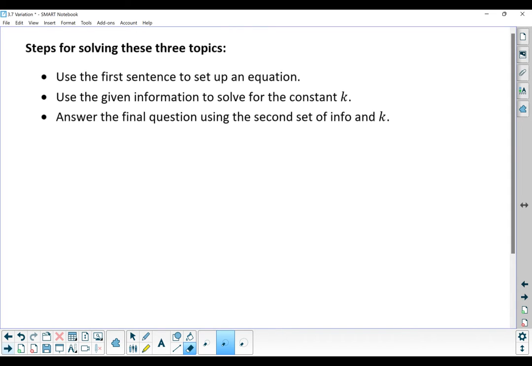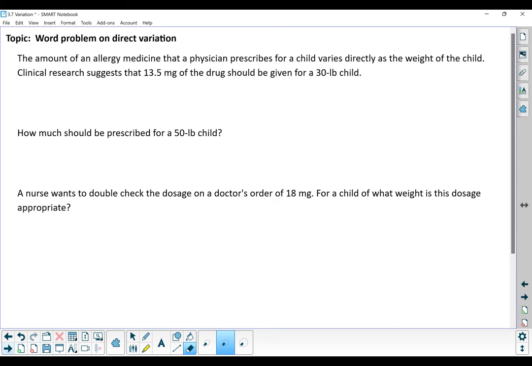So the steps that you'll go through for solving in these three topics are as follows. First, you're going to use the sentence to set up an equation, and you'll use the given information to solve for k. It'll give you enough information that k will be the only thing you don't know, and you can figure out what k is. And then it will have another sentence at the end of the question, and that final sentence will give you some other information, but one bit of information will be missing. That's what you'll be solving for, but you'll need that k value to finish solving.